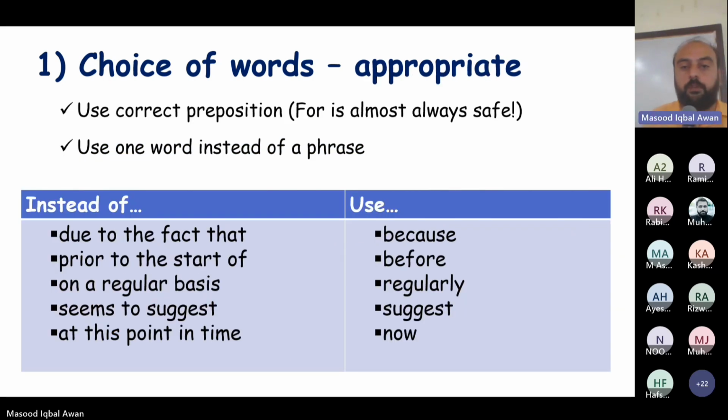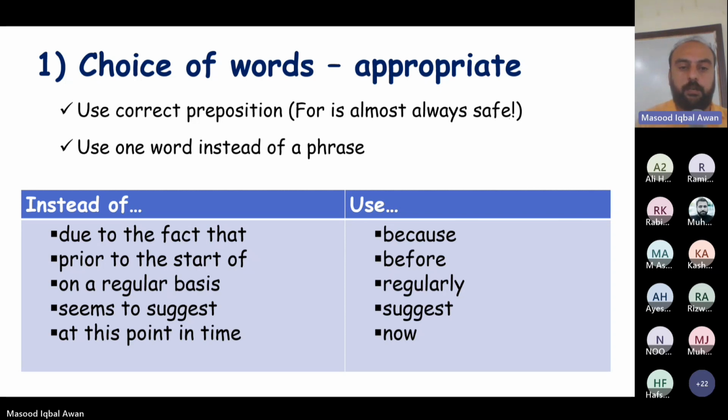The words that we use should also be appropriate. Often we are confused with the use of prepositions. For example, we use in or at or upon, etc. So one tip is that if you are confused, in more than 90% of cases, "for" is almost always safe when you are not sure which preposition to use.